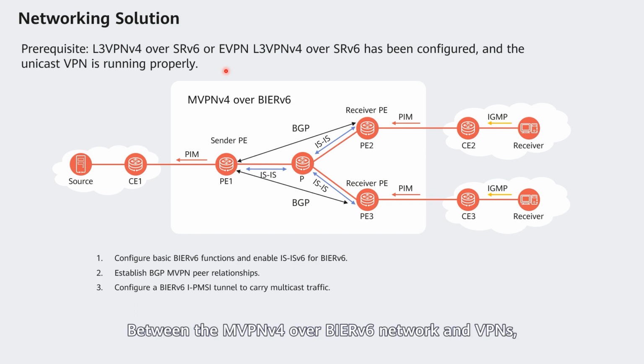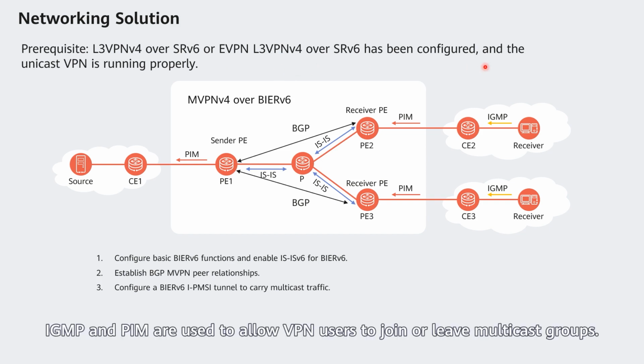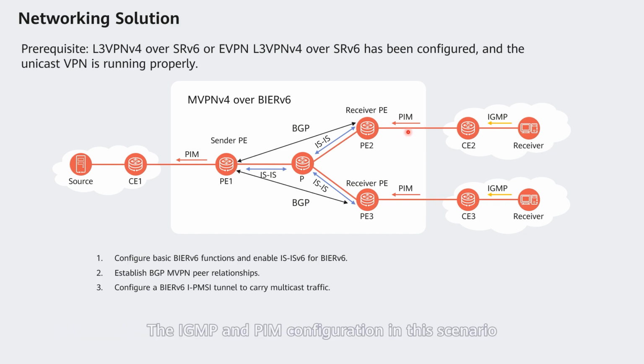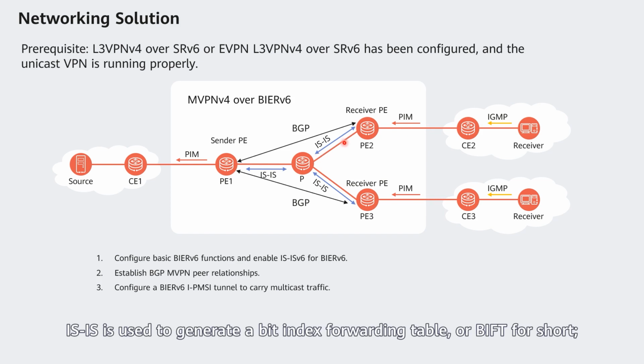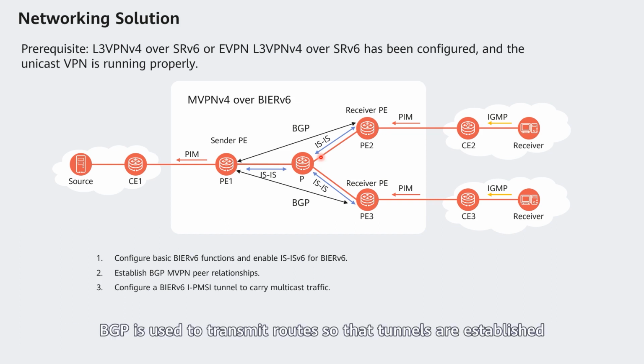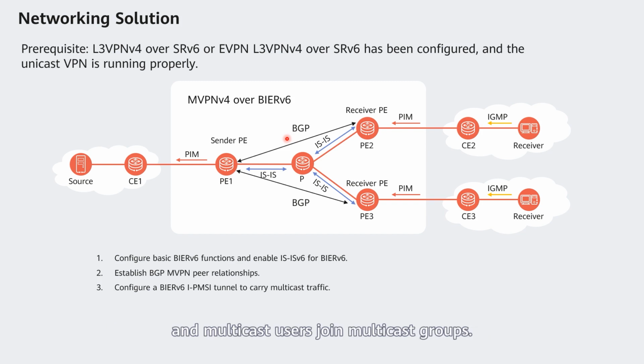Between the MVPNv4 over BIERv6 network and VPNs, IGMP and PIM are used to allow VPN users to join or leave multicast groups. The IGMP and PIM configuration in this scenario is similar to that in common multicast scenarios. BIERv6 extends the IGP and BGP. On an MVPNv4 over BIERv6 network, the IGP is used to generate a bit index forwarding table, or BIFT for short. BGP is used to transmit routes, so that tunnels are established, and multicast users join multicast groups.